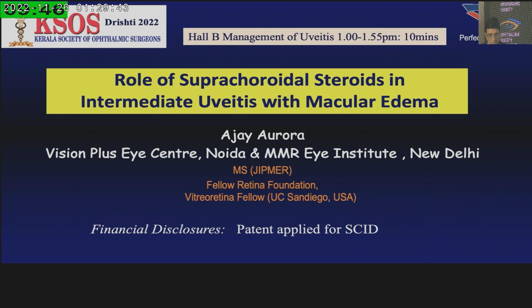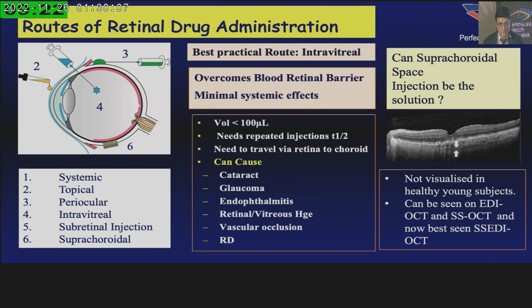Dr. Prakash has already just talked about the role of intravitreal and periocular steroids. I'll be discussing something which I have been working on, the delivery of steroids into the suprachoroidal space in various conditions of macular edema. And it's really shown us good response. I will be particularly talking about intermediate uveitis in this particular lecture.